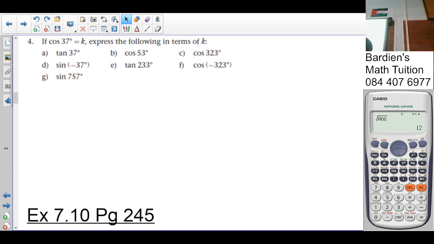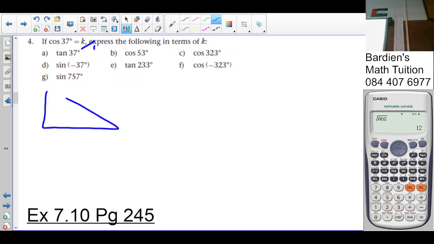Okay, so cos of 37 equals k. That can be written as cos is adjacent over hypotenuse. So here's your 37 degrees. My adjacent is k, hypotenuse is 1. Apply Pythagoras and what do I get? Square root of 1 minus k squared.